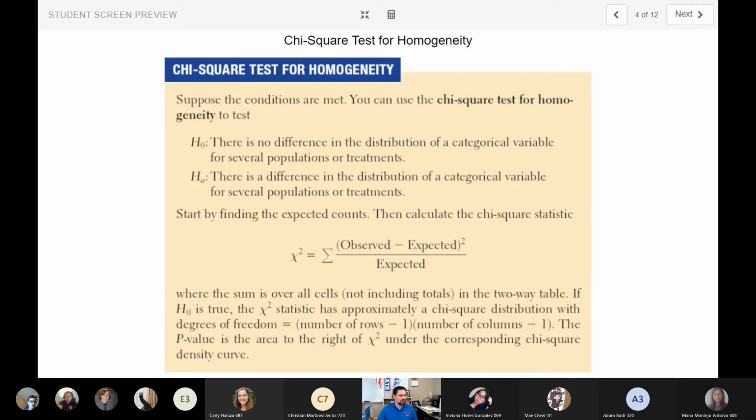We have the sum of all the observed minus expected squared divided by expected, where the sum is over all cells, not including totals, in the two-way table. If the null hypothesis is true, the chi-square statistic has approximately a chi-square distribution with degrees of freedom equaling the number of rows minus 1 times the number of columns minus 1. Again, our degrees of freedom for a chi-square test are based on the number of categories, not the sample size. The p-value is the area to the right of chi-squared under the corresponding chi-square density curve.